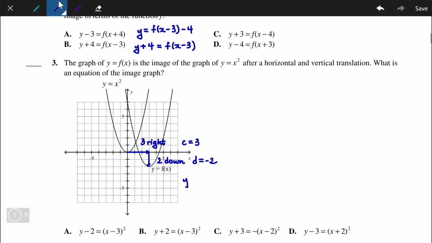Which means that we have y is equal to f of x minus 3 minus 2. In this case, f of x is x squared, so we just have y equals x minus 3 squared and then minus 2. Which means that the correct choice is B once again. Because notice that we can move the -2 to the left-hand side and end with y plus 2 is equal to x minus 3 squared. Okay.